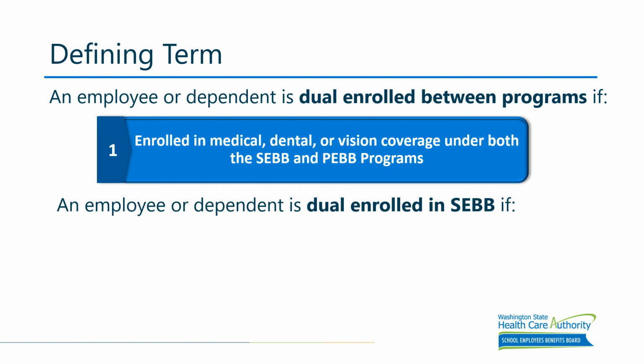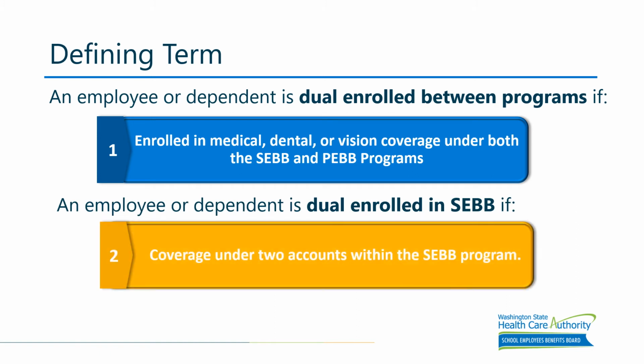An employee or dependent is dual enrolled in SEBB if they have coverage under two accounts within the SEBB program. That means if there are two subscribers eligible for SEBB benefits and they have children, those children cannot be on dental on both subscriber accounts, or vision on both. You can have a child on vision on one account and dental on the other account, but they cannot have dental on both accounts, and they can't have medical or vision on both accounts. Again, that would be considered dual enrolled.